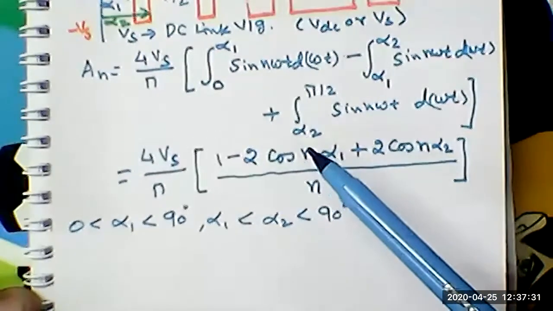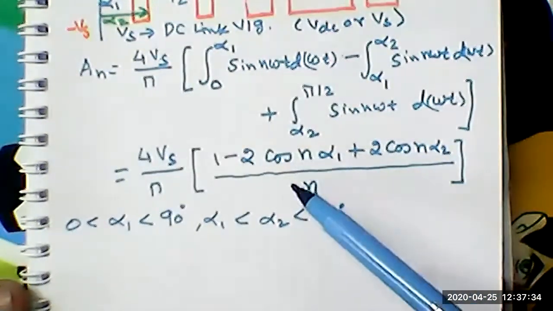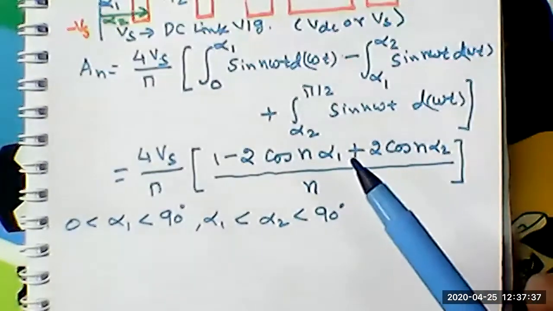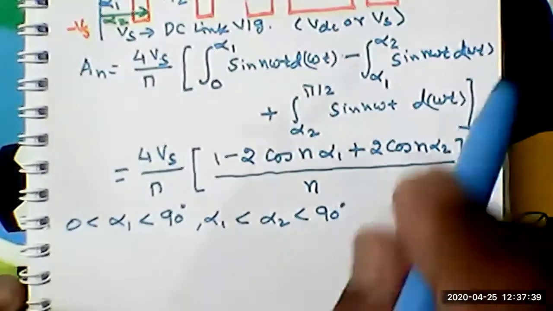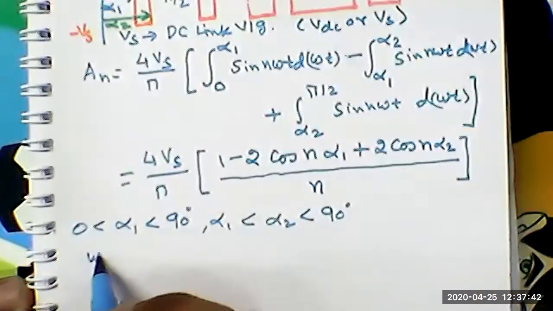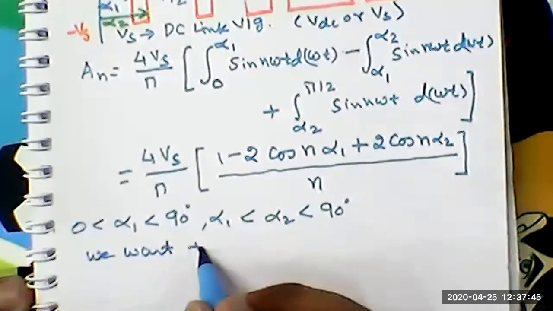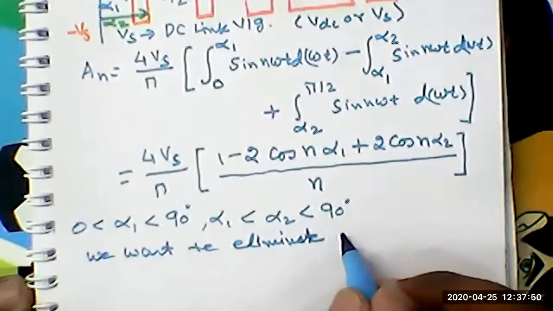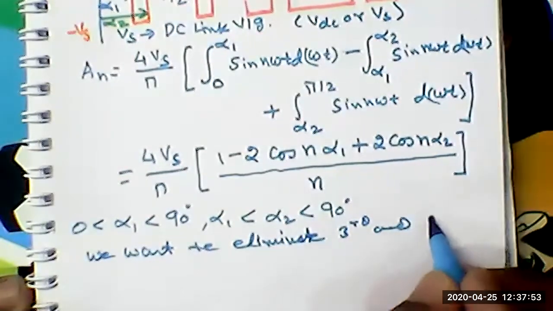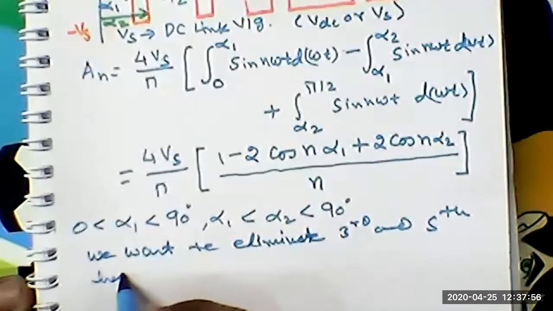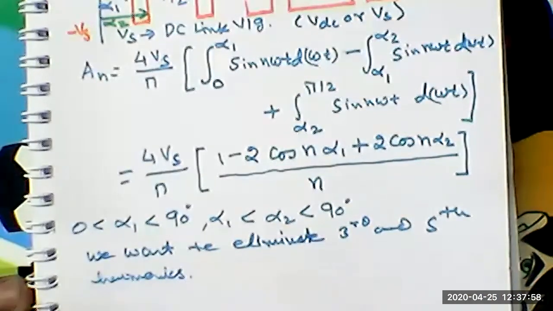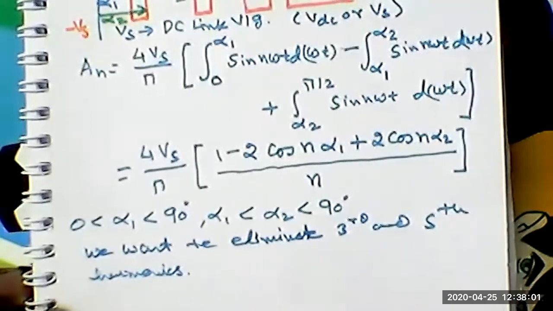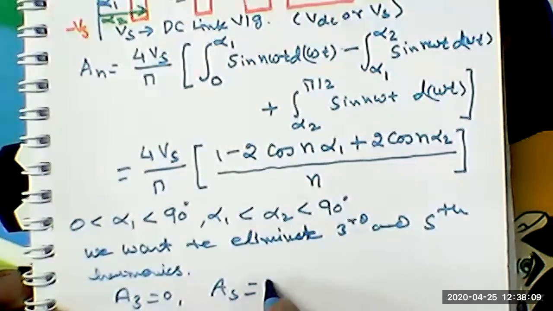Now let us find out. Suppose we want to eliminate third and fifth harmonic. How can we eliminate? It is very simple. You have to make A3 equal to 0, A5 equal to 0.